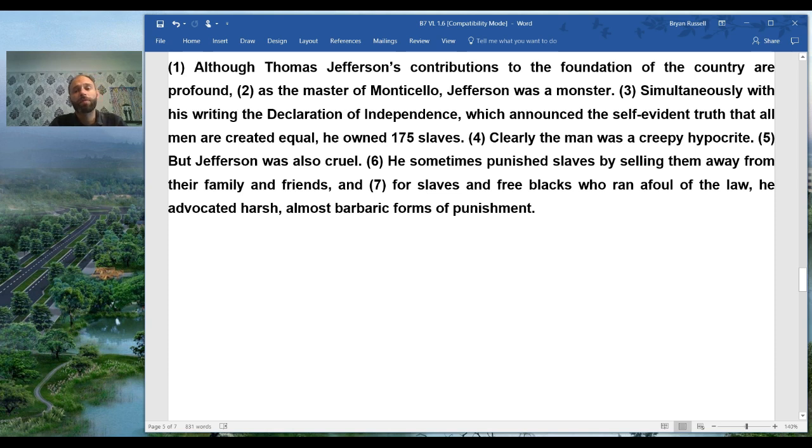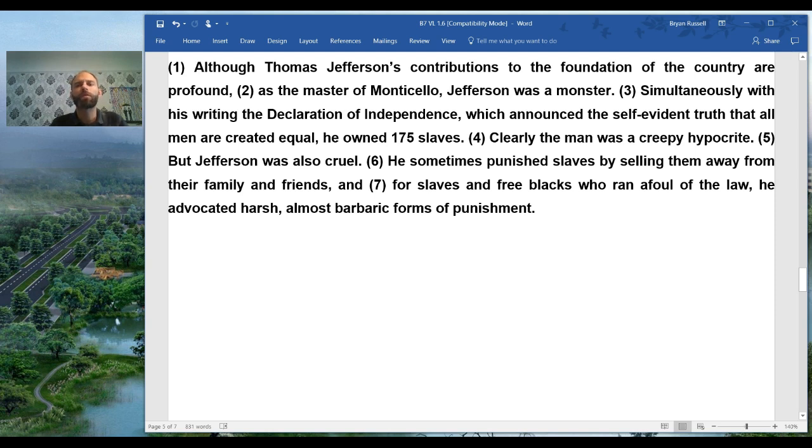All right, again, the first thing we want to do is identify the conclusion. And I've said before, strongly suspect the first statement. But in this case, the first statement is about Thomas Jefferson's contributions to the foundation of the country. And none of the rest of the passage is about that. In fact, the entire rest of the passage is all about two.